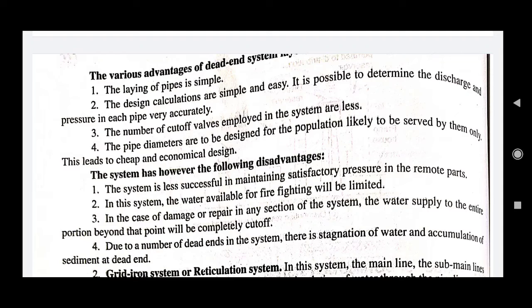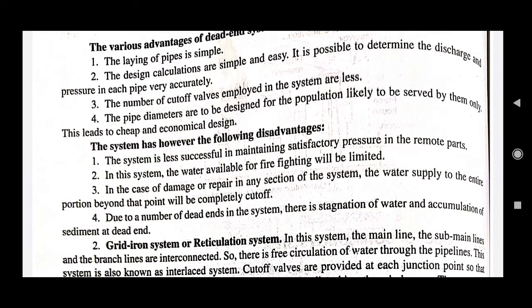But there are a few disadvantages in this system. This system is less successful in maintaining satisfactory pressure in the remote areas, and as I have discussed, the water available for firefighting will be limited. In case of damage or repair in any section of the system, the whole system will get affected. That is, due to fewer cutoff valves provided, a certain section cannot be singled out during the repair. So when the repair process is done, the entire branch line will have the water connection affected, right?